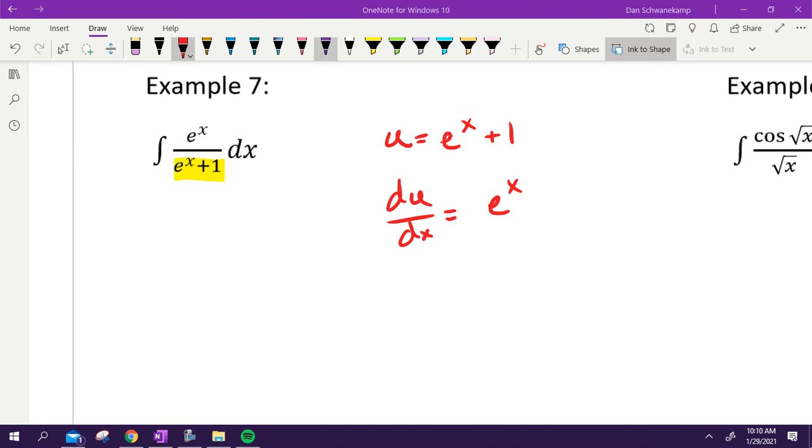So we took the derivative. We're going to get dx by itself. So multiply by dx, divide by e to the x. So du over e to the x equals dx.